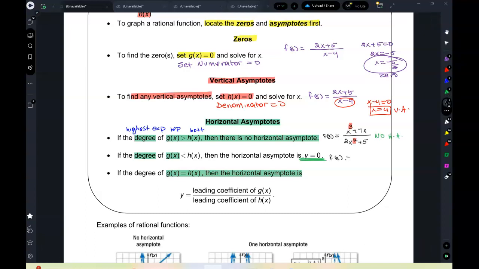f of x is equal to x cubed plus 5x over x to the 4 minus 2x. Now, exponent on top is how much? Bottom? Okay. Bigger exponent on the bottom, smaller exponent on top. The horizontal asymptote is y equals 0. That's it. It doesn't matter what the actual numbers are. Bigger on top, no asymptote. Smaller on top, y equals 0.